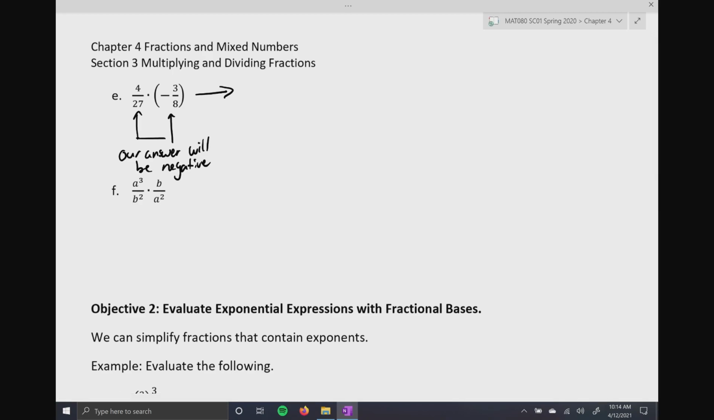Now let's go ahead. Let's simplify first. Then we multiply whatever's left over. So the 4. I'm going to write that as 2 times 2. The 27.